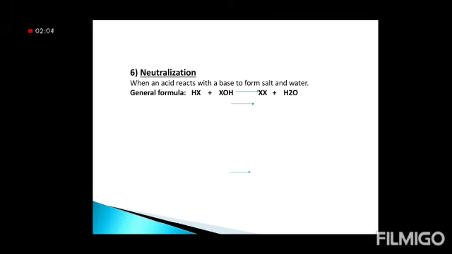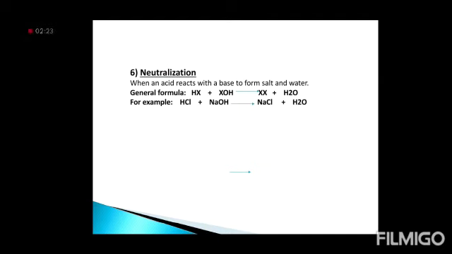Next is neutralization reaction, when an acid reacts with a base to form salt and water. General formula: HX for acid plus XOH for base, arrow, XX for salt plus water. Example: hydrochloric acid reacting with sodium hydroxide to produce sodium chloride, salt, plus water.